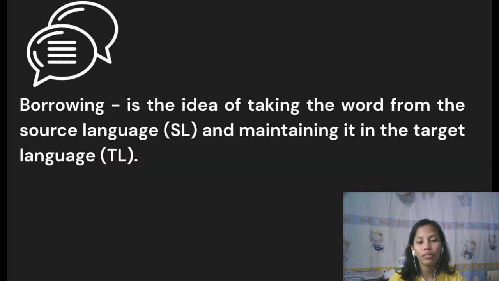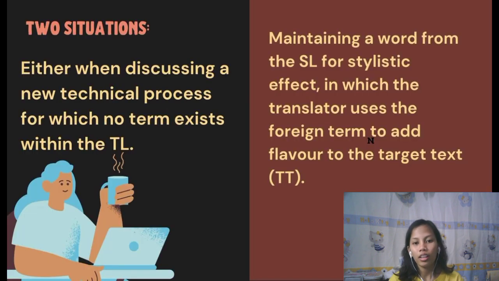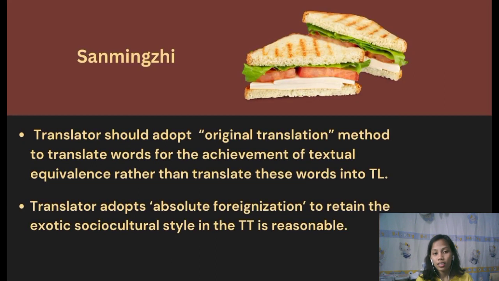Borrowing is the idea of taking the word from the source language and maintaining it in the target language or TL. It is considered the simplest of the procedures and tends to be employed in two situations. First, either when discussing a new technical process for which no terms exist within the target language, or when maintaining a word from SL to stylistic effect, in which the translator uses the foreign term to add flavor to the target text.